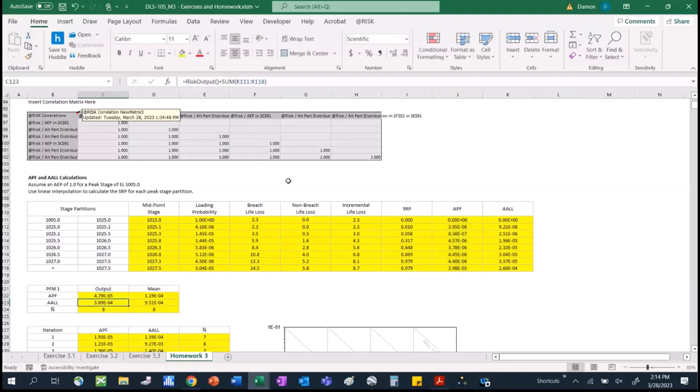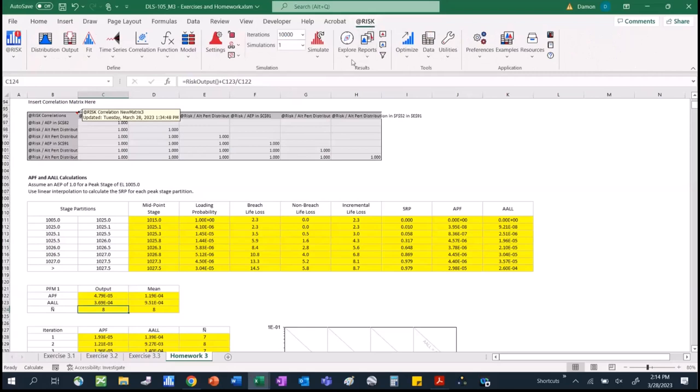Okay. And then I'm going to do the same thing for the average annual life loss. Again, it's just the sum, and then with that marker there. Same thing for N bar, but N bar is going to be your average annual life loss divided by your APF.